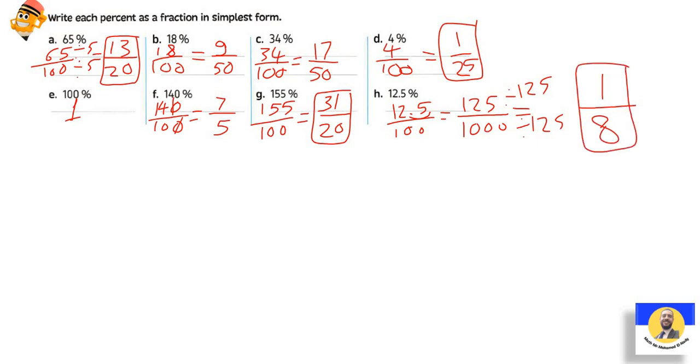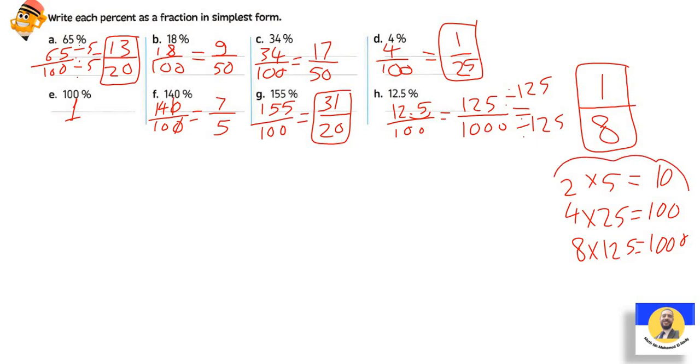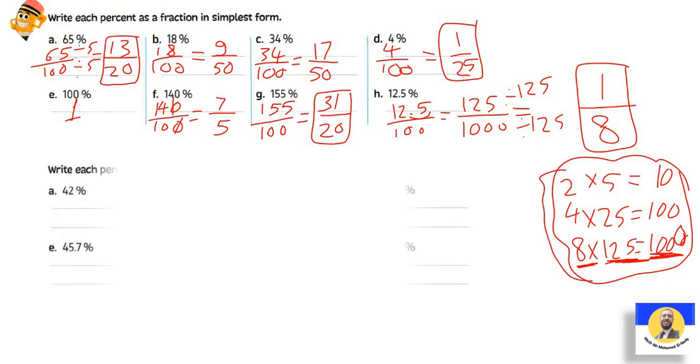مهم جدا في numbers تحفظ هم friends اللي هم 2 by 5 اللي هم equals 10, 4 by 25 it's 100, 8 times 125 equals 1000. الفريندز دول هتستخدمهم كتير جدا، فاعرف دايما لما تشوف ال 8 وال 125 يديك 1000. 1000 divided by 125 it's 8, 1000 divided by 8 is 125. These numbers are very important and you will use it more.